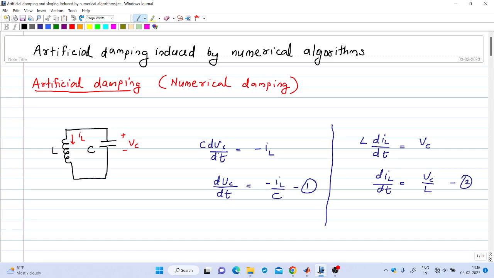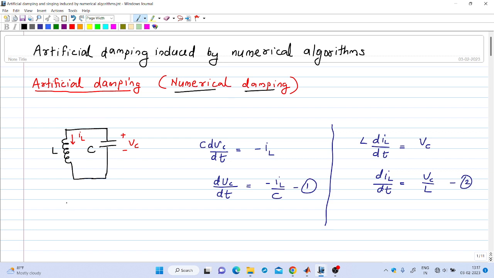Welcome to the 22nd lecture on digital simulation. In this video, we will discuss artificial damping in numerical techniques. So we will illustrate artificial damping with the help of a simple circuit, a simple example. This is also known as numerical damping.